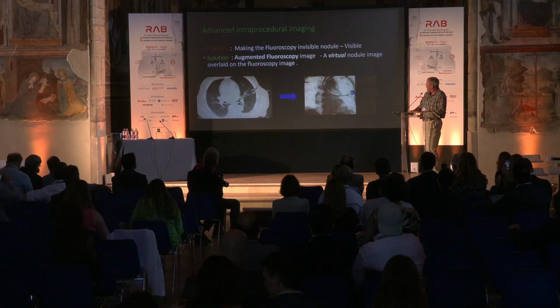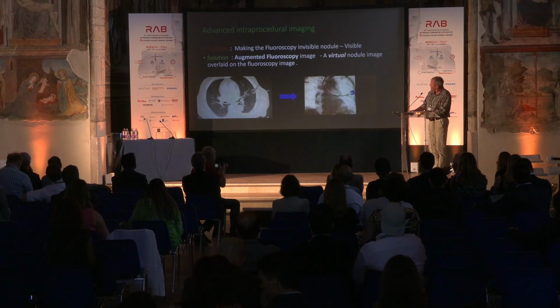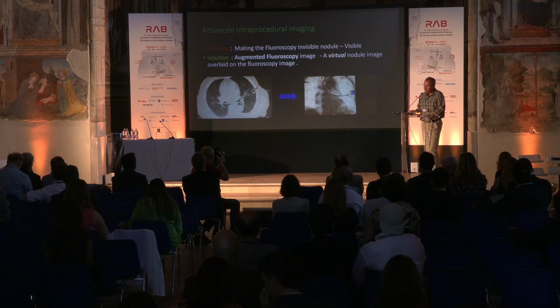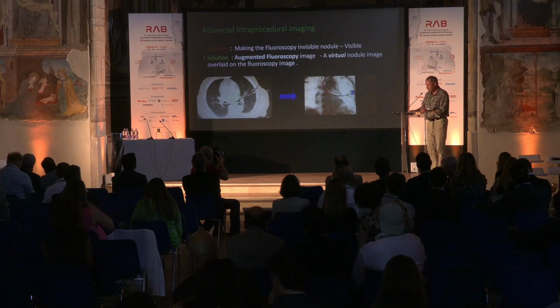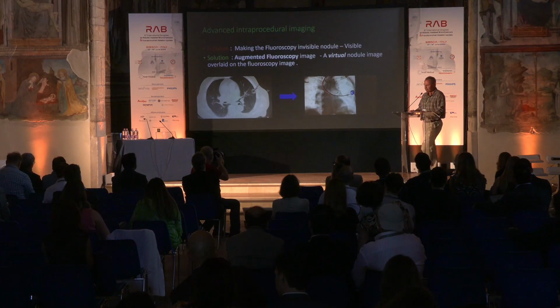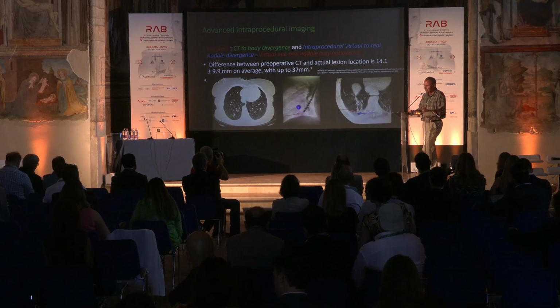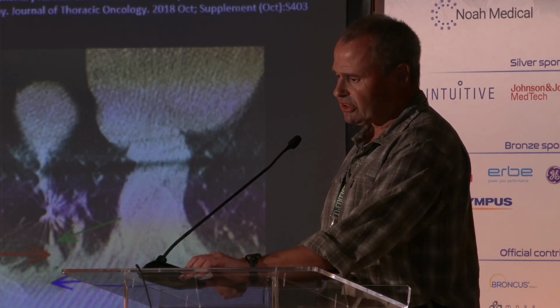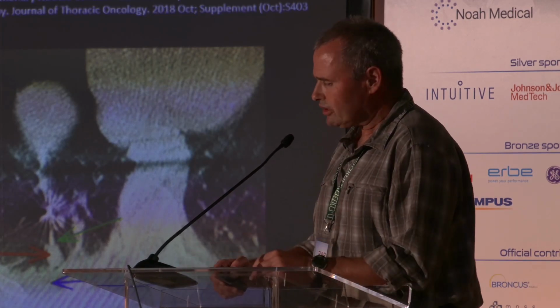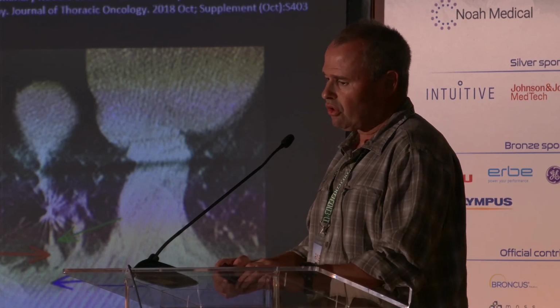And what is advanced intraprocedural imaging? First of all, making the fluoroscopy-invisible nodule visible. The solution is augmented fluoroscopy, a virtual nodule image overlaid on the fluoroscopy image. I put here a few of our first CBCT cases because this is the benchmark that we are all compared to. So this is augmented fluoroscopy, but the problem is CT-to-body divergence and intraprocedural virtual-to-real nodule divergence. The virtual and the real nodule may not overlap.